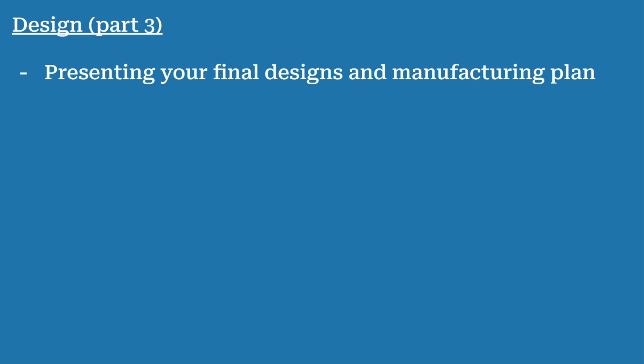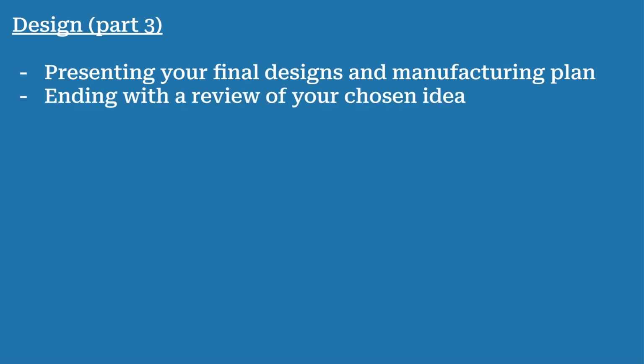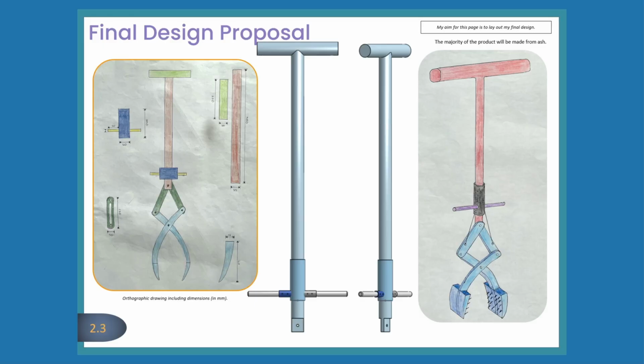So the last part of design is presenting your final designs and manufacturing plan and ending with the review of your chosen idea. This review is worth 8 marks. I'll just show you my pages and talk you through it. So the final design proposal must have the final dimensions. You can do these digitally using a CAD software or something similar like the application 2D design, or do it on paper like I've done.